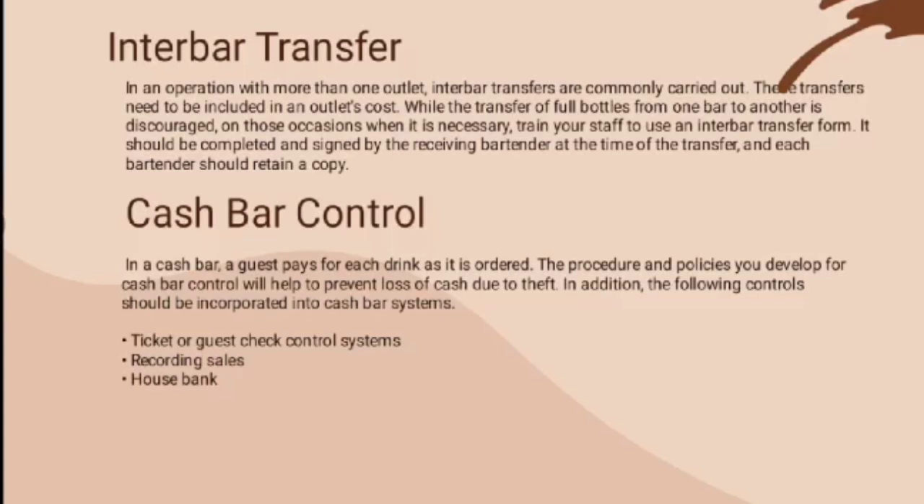The last is the house bank, a secure location for storing cash receipts during a shift, which minimizes the risk of theft. The bartender should have a starting cash amount, or the bank, for making change, which is reconciled at the end of the shift. By implementing these practices, establishments can effectively manage their inventory and cash flow, minimizing losses and ensuring smooth operations.